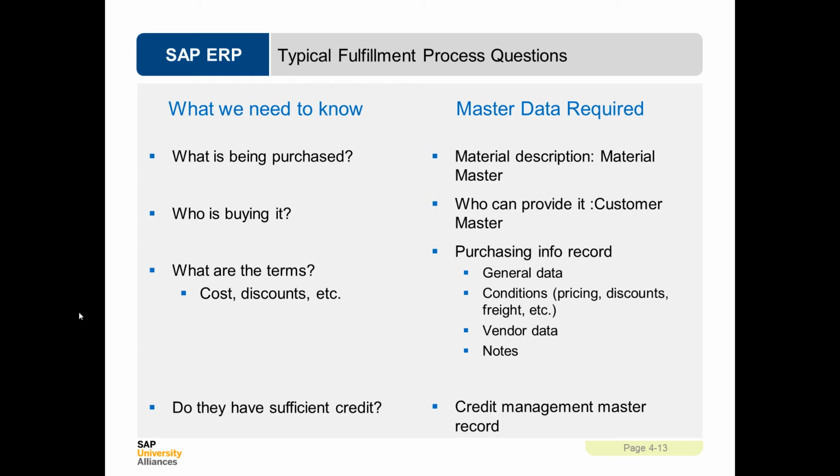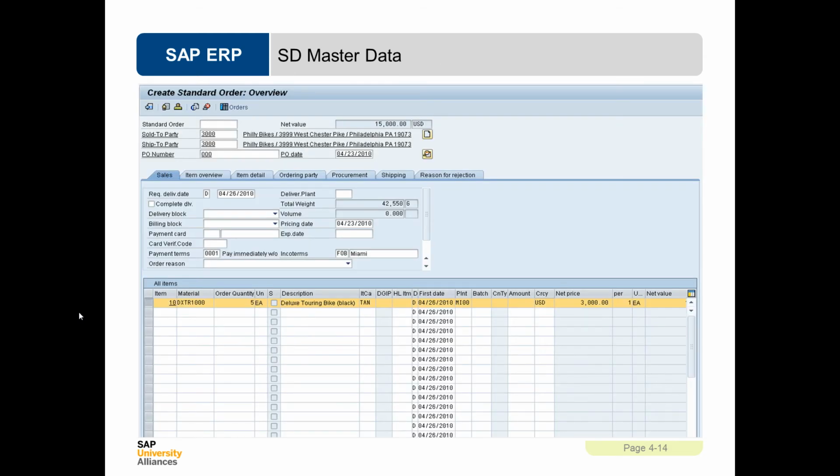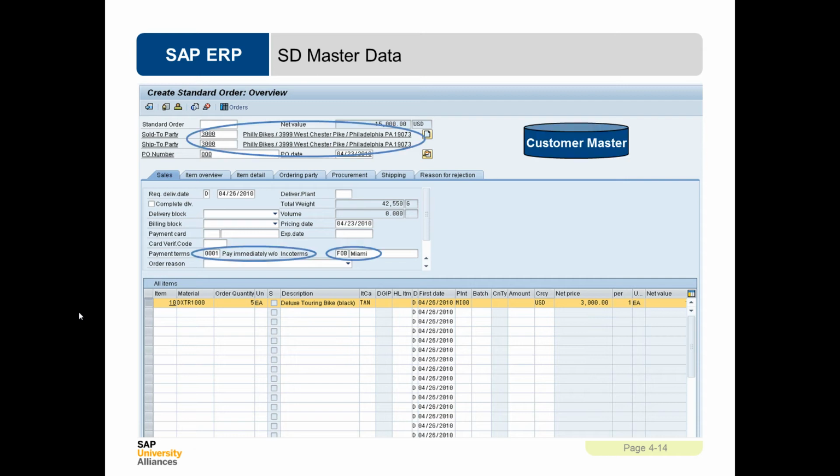So let's talk first of all about the process master data. Here we have an example of a sales order that has been created to sell 5 bicycles to one of our customers. The information that's coming from the customer master data would be things, for example, the name and address of the customer, whatever type of payment terms that they have established, and where we are shipping the products from. In this case, we're shipping them from the Miami distribution center.